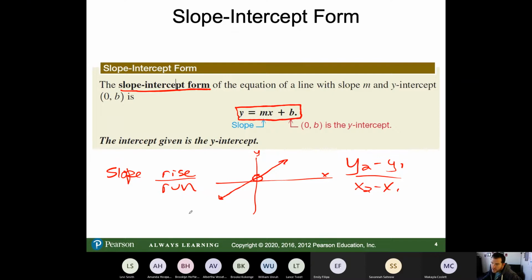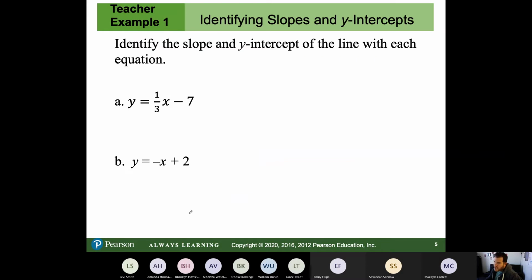So what does that look like? Well, let's first see if we can identify some of these parts. We have the slope and we have the y-intercept. Remember, our form is y = mx + b, right? I think of it as y equals some number in front of x plus some number. The number in front of x is going to be your slope. So in this case, y = 1/3 x - 7, I would think that our slope is going to be 1/3.